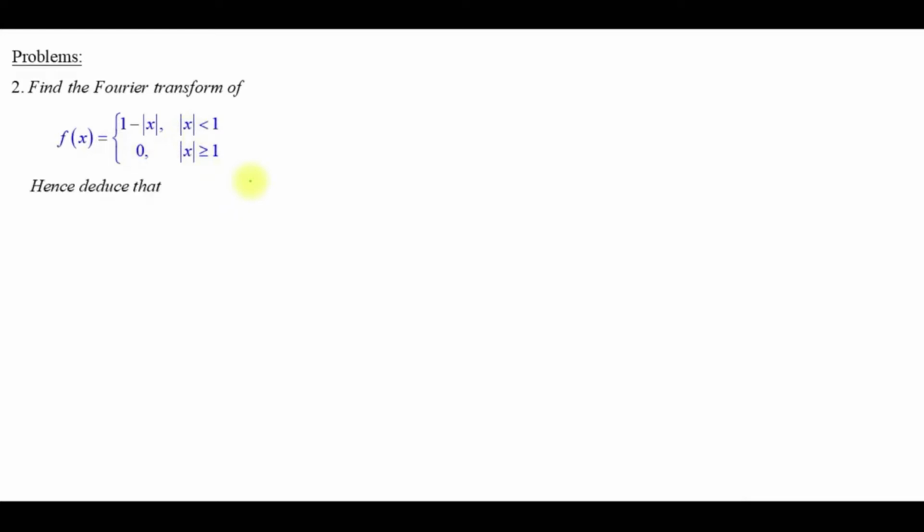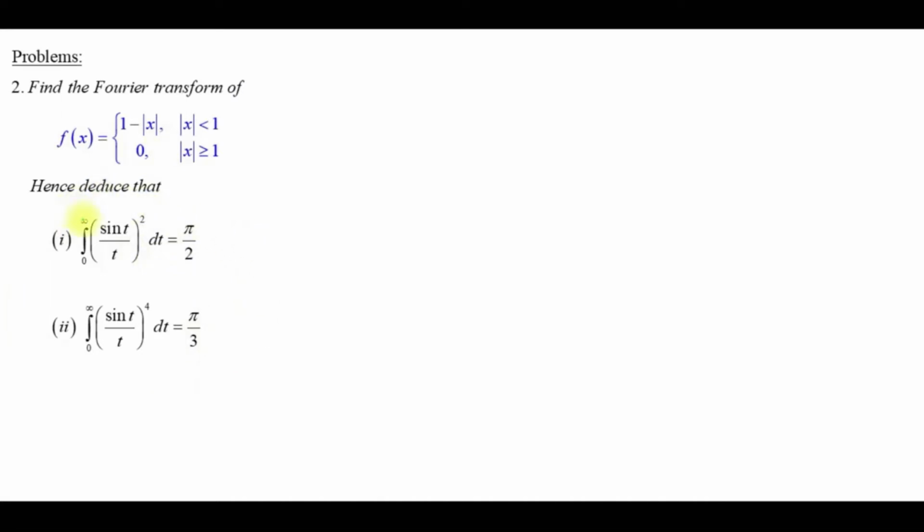Problems. Problem number 2. Find the Fourier transform of f of x equal to 1 minus mod x when mod x is less than 1, and 0 when mod x is greater than or equal to 1. Using this result, deduce that first, integral from 0 to infinity of (sin t by t) whole square dt equals pi by 2. Next, integral from 0 to infinity of (sin t divided by t) whole power 4 dt equals pi by 3.